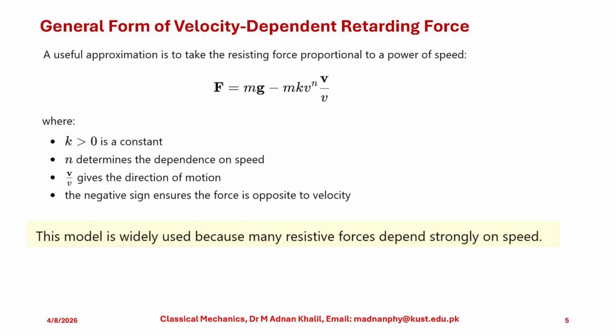Now look at the vector v over its magnitude. This is a unit vector in the direction of velocity. A unit vector has magnitude 1, so its job is to give a direction only. Because the force expression has a minus sign in front, the resisting force points opposite to the velocity direction. That minus sign is physically essential. It tells us that resistance does not drive the particle forward, it always acts against the motion.